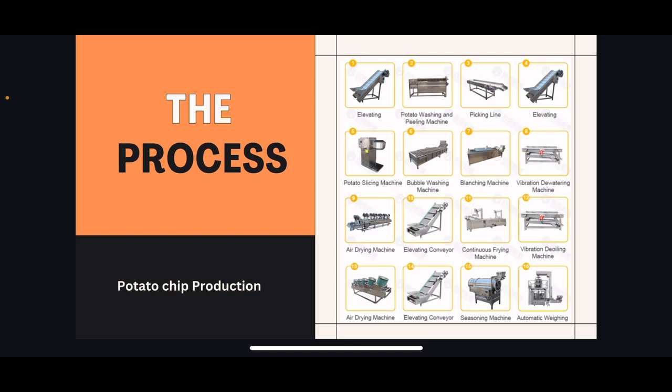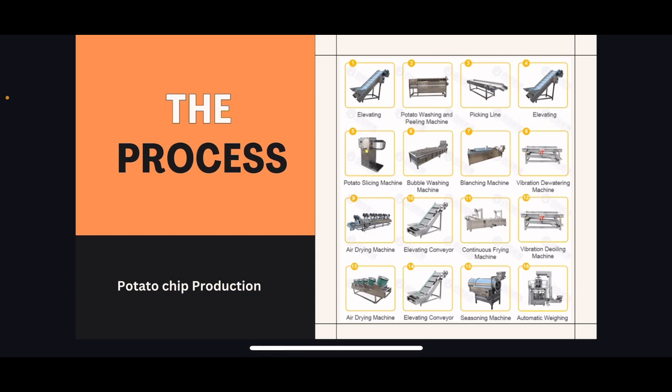First is the elevating machine. The elevating machine will bring the potato up to the potato washing and peeling machine. The potato washing and peeling machine will wash the potato and peel the potato. Third is the picking line. The picking line will move the potato into the next elevating machine. The elevating machine number 4 is the same as elevating machine number 1.